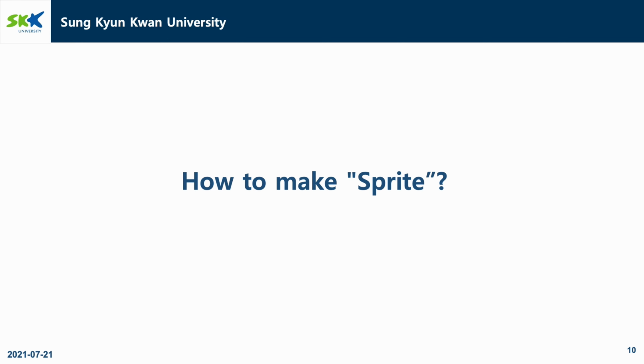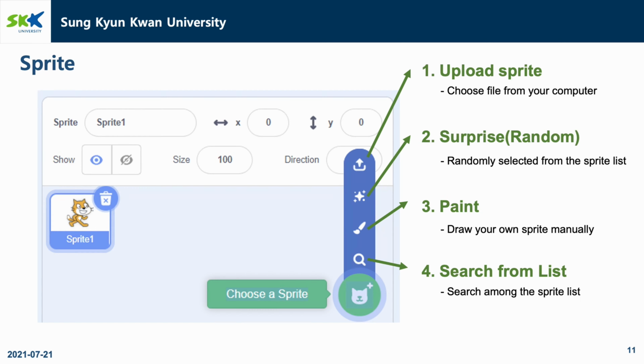So, how should you make the sprite? There are 4 ways to make sprite. The first way is to upload the sprite from your computer. Second is surprise, which is randomly selected from the sprite list. The third way is to draw your own sprite manually. And last, you can just search among the sprite list.